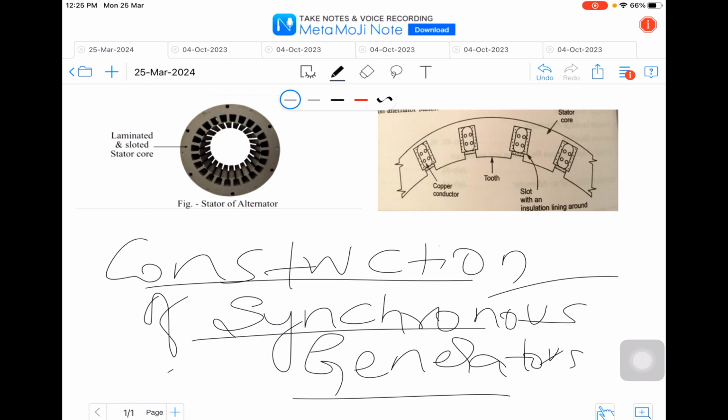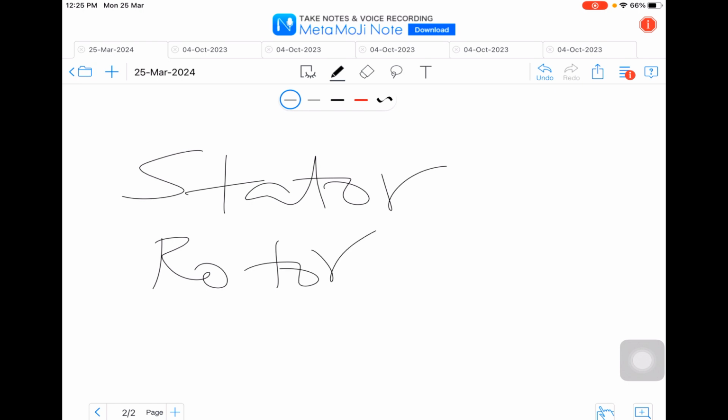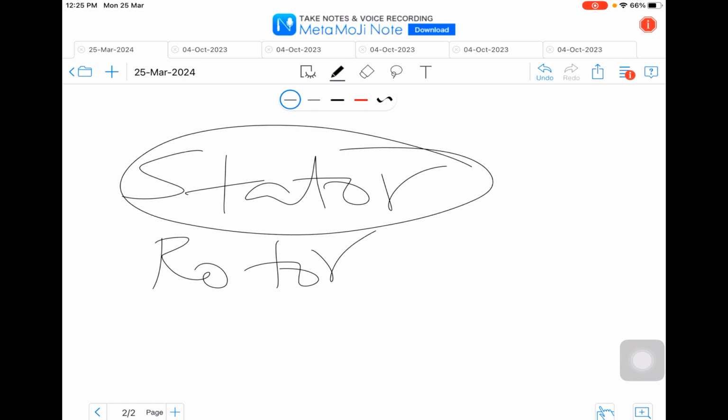Now, when it comes to the construction of the synchronous generator, we can divide it into 2 parts. One is the stator, the other one is the rotor. Now what is the stator?